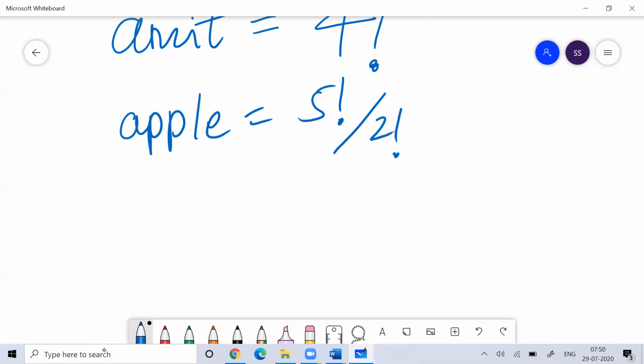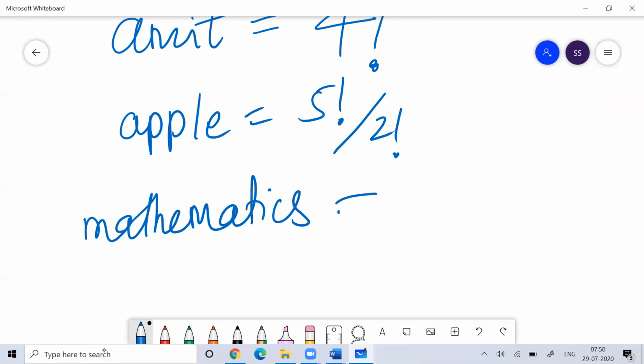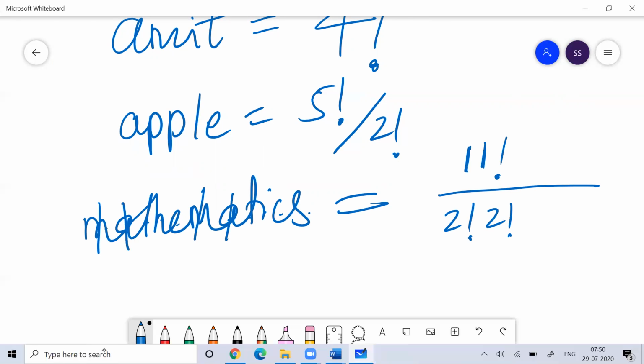Now, suppose I say mathematics. If you count, 1, 2, 3, 4, 5, 6, 7, 8, 9, 10, 11, this is 11 factorial, divided by m repeating 2 times, so 2 factorial. Then a repeats 2 times, so 2 factorial. Then t repeats 2 times, so 2 factorial. And h, e, i, c are not repeating. So this is the answer for mathematics. You understand? This is an important thing to understand.